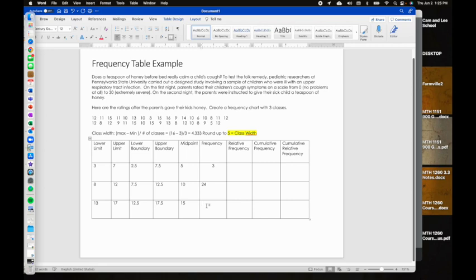Then if you count the number of values from the data set that are between 12.5 and 17.5, you're going to see that there's 8.